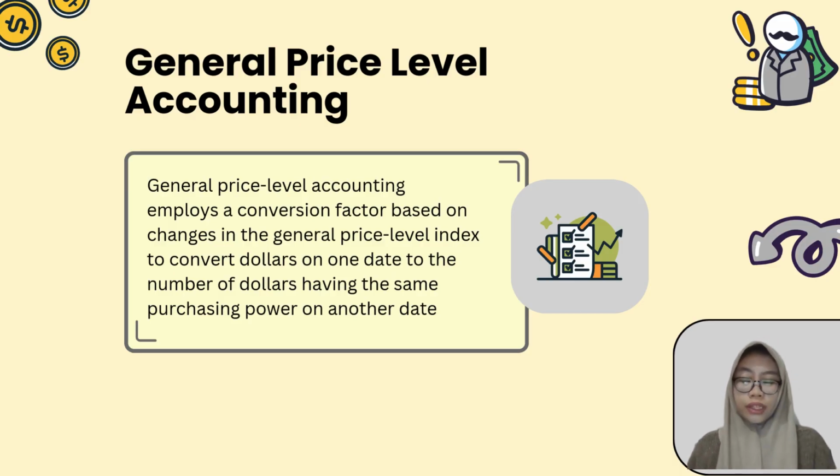General Price Level Accounting, or GPLA. General Price Level Accounting is a method used in accounting to adjust financial statements for the effect of inflation or deflation. It aims to maintain the purchasing power of financial information over time by restating historical cost figures in terms of a common price level, typically using a general price level index, such as the Consumer Price Index or CPI.